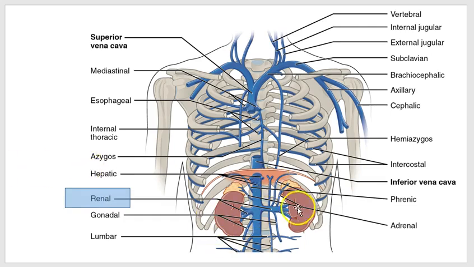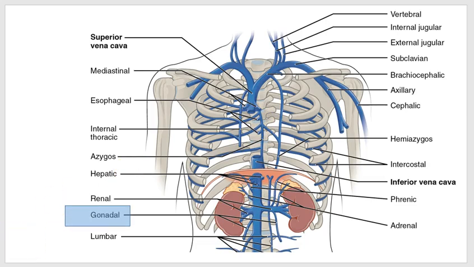And then coming down here, renal veins. These are the veins coming from the kidneys. So they have just delivered a lot of nitrogenous waste to the kidneys to be removed. And so this blood is freshly cleaned, coming back to the inferior vena cava to be delivered to the heart.